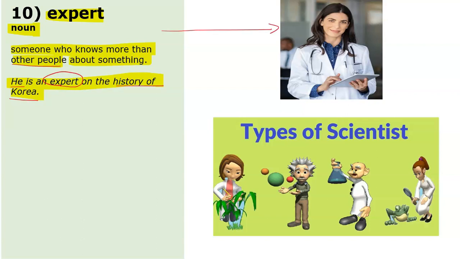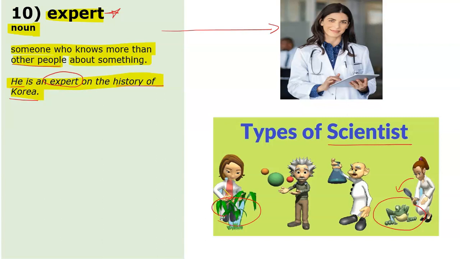Doctors are experts in medicine. They know more than regular people about medicine, so that makes them experts. Scientists are also kinds of experts, and there's many different kinds of scientists. The scientists that study animals, then they are experts in animals.